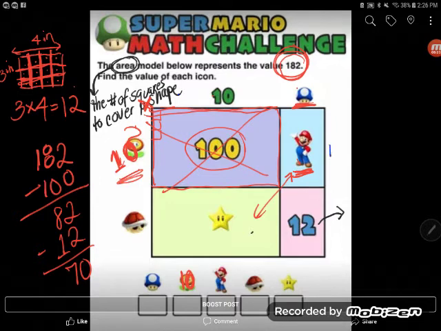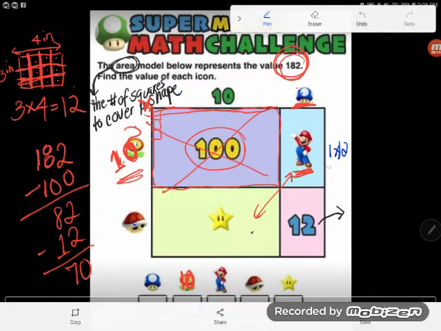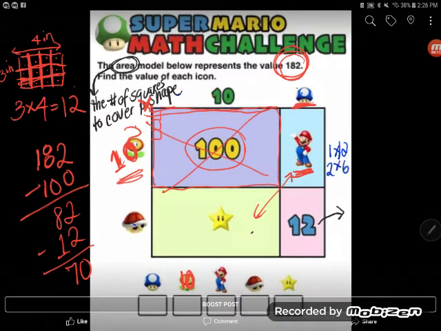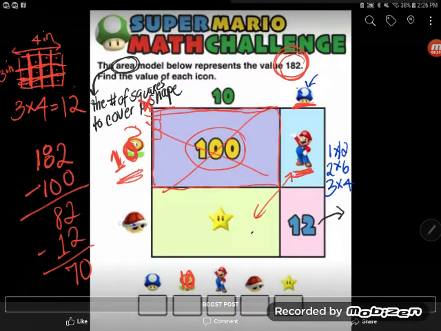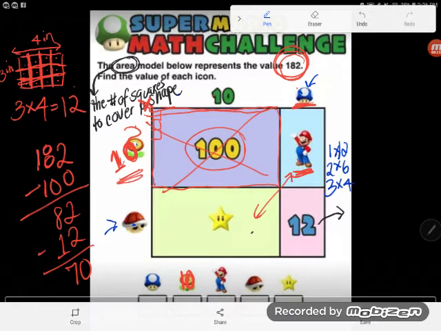So I could multiply, let's think. Well, 1 times 12. So it could be that one of these numbers is a 1 and one of these numbers is a 12. I could multiply 2 times 6. So it could be that one of these numbers is a 2 and one of these numbers is a 6. I could multiply 3 times 4. So it could be that my little toad is a 3 and my little turtle shell is a 4, or vice versa. Okay, so those are my possible numbers that I'm working with.